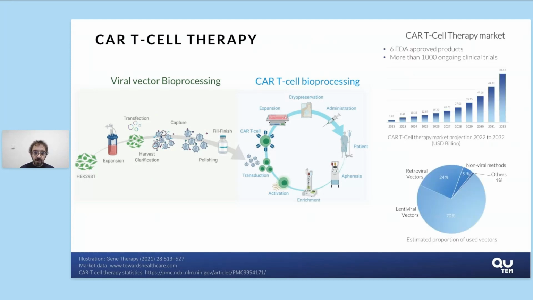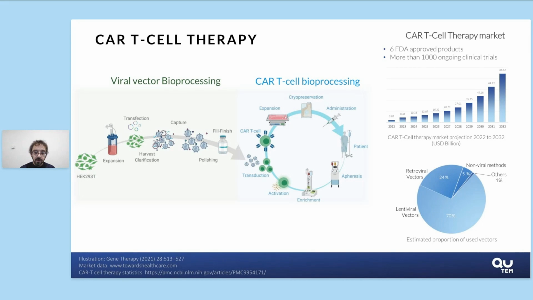So the market of the T-cell therapy is a very growing market. It's projected that in the next 10 years, the market should keep growing. The technology was introduced in the 90s with the first approved product in 2017. And nowadays, the market has 6 approved drugs and a lot of ongoing clinical trials.